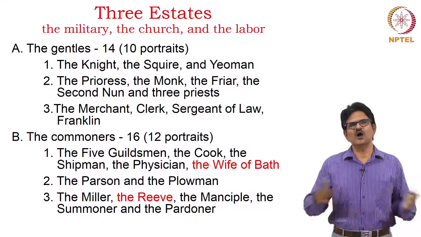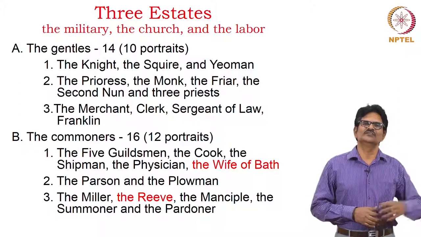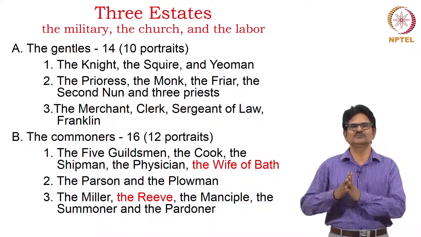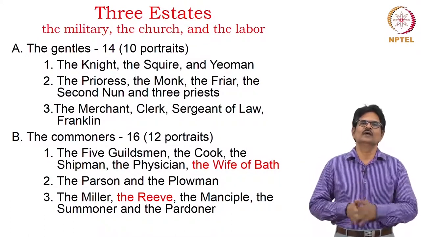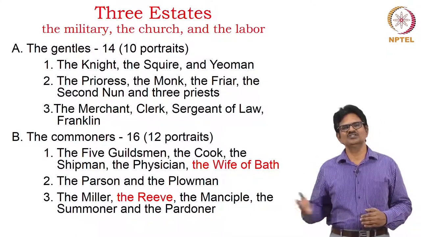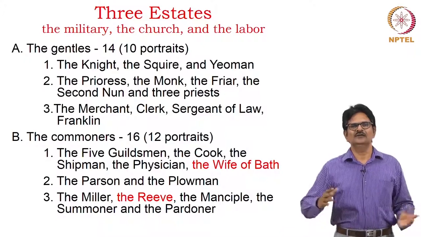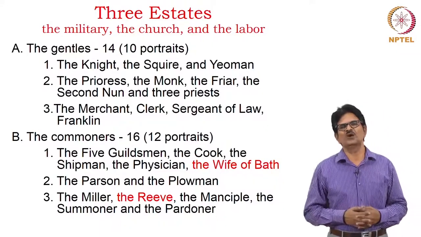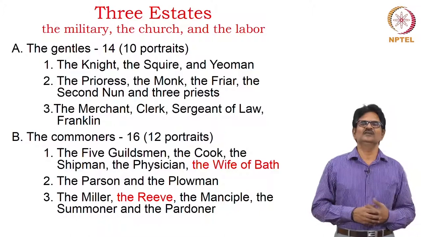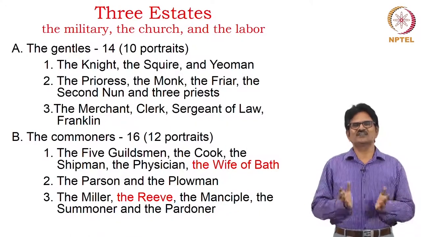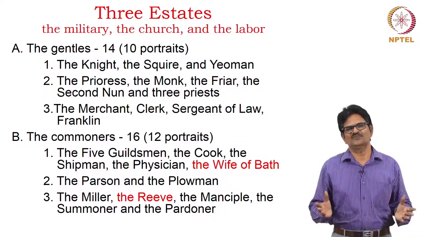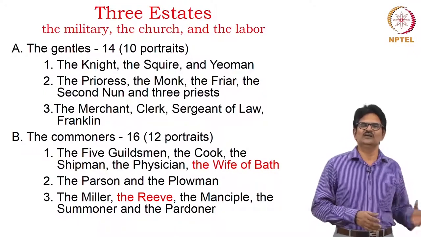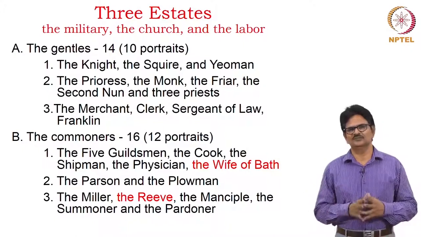And then in the second class of commoners, we have three groups. The five guildsmen, the cook, the shipman, the physician, and the wife of Bath all belong to one group. They have something to do with the professions. The second belongs to the clergy, the parson, and the rural person, that is the farmer called the ploughman. And in the third category, we have a distinct class of people who are marked for their absence of character, integrity, and many other good qualities of being human: the miller, the reeve, the manciple, the summoner, and the pardoner.